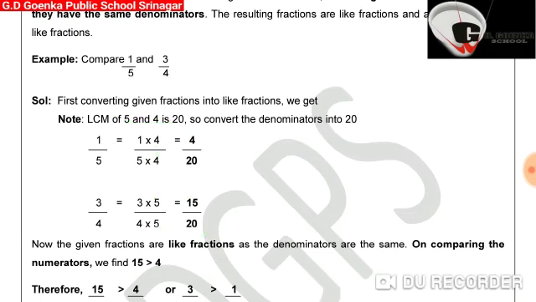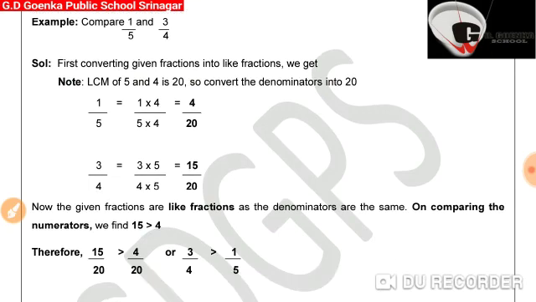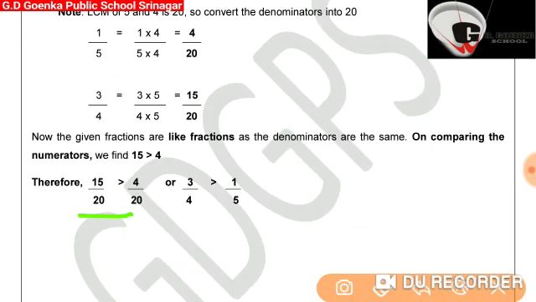Now the two fractions are 4 by 20 and 15 by 20. These are like fractions because they have the same denominator 20. So how do we compare like fractions? We compare their numerators. We find that 15 is greater than 4. Therefore, the fraction 15 by 20 will be greater than 4 by 20.